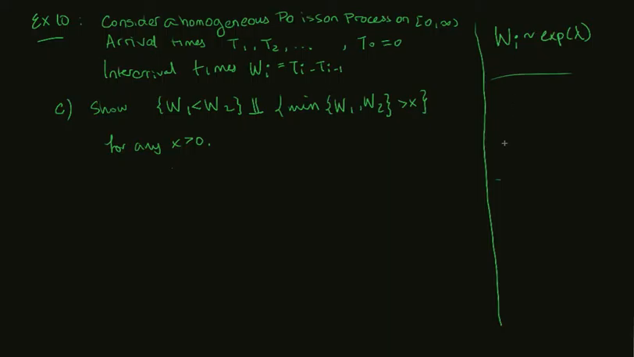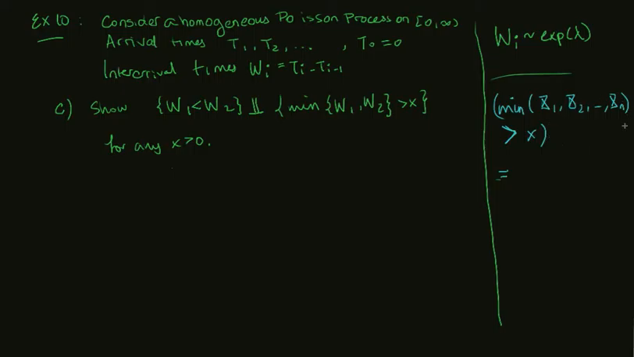Well, first of all, let's just observe an interesting thing that we will also use in part D. If I have some stochastic variables x1, x2, and so on, and I want to consider their minimum, and I want to look at the event where their minimum is greater than some value x, what is this event the same as?